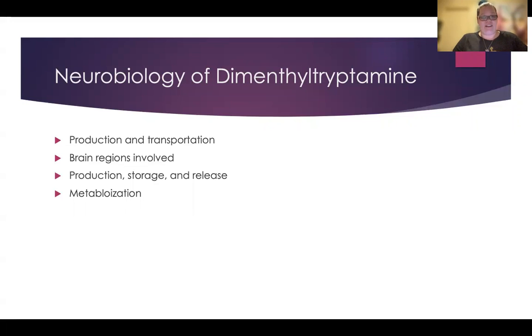So, the neurobiology of dimethyltryptamine. There are multiple systems that are involved in the production and the transportation of DMT throughout the brain and the body, such as the central nervous system, the medulla, the amygdala, the frontal cortex, the frontoparietal and temporal lobes, spinal cord, and pineal gland. However, it can also be formed through L-amino acid decarboxylase formation of tryptamine and dimethylation.